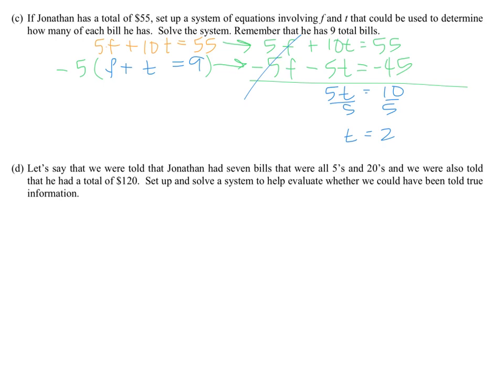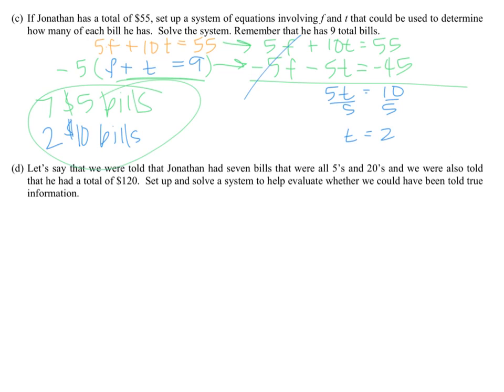So there are 2 $10 bills. And if we look at this equation, F plus T equals 9, that means that there are 7 $5 bills.